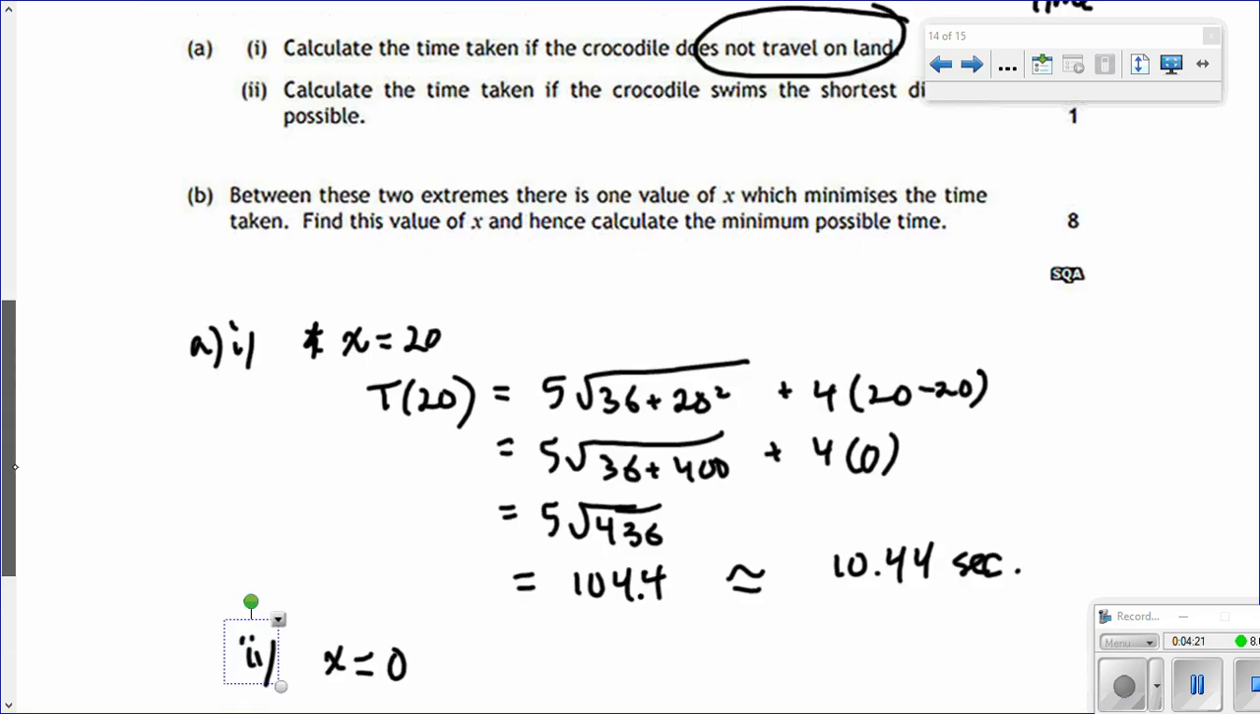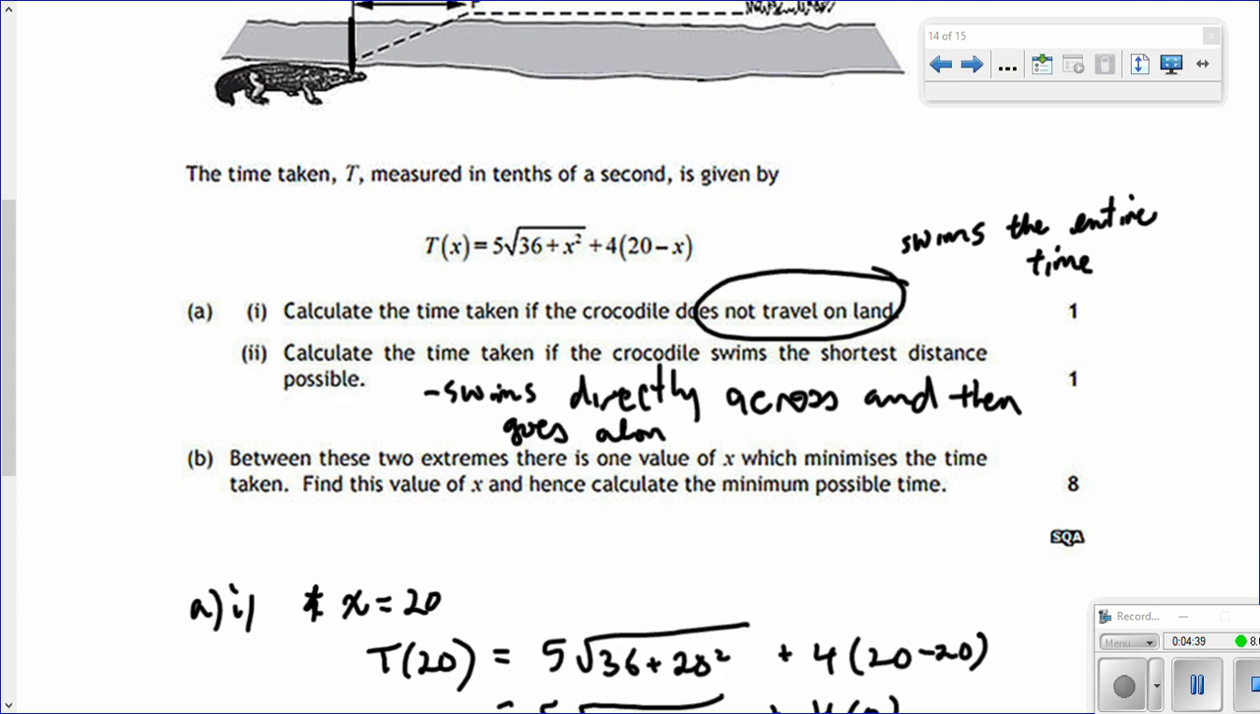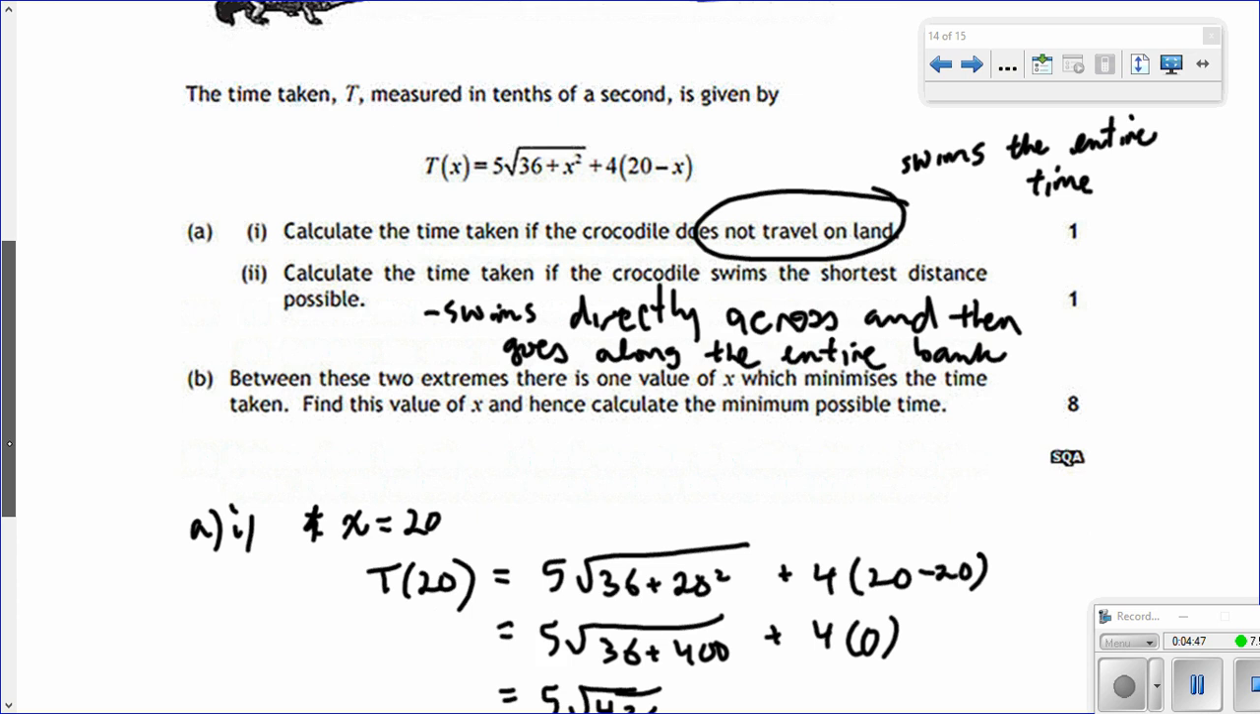What's that situation? It swims directly across, and then goes along the entire bank. Okay, so that's evaluating T at 0.